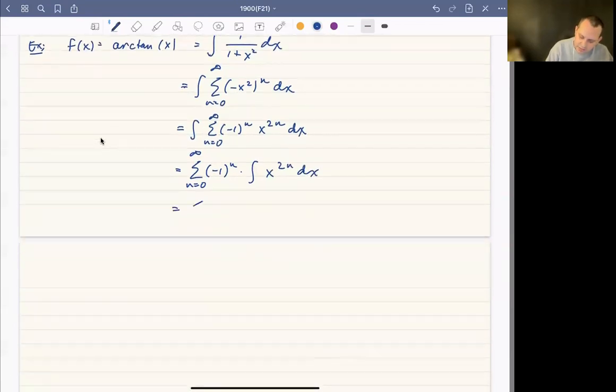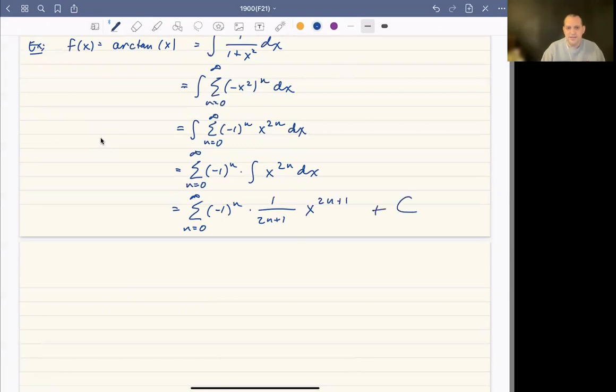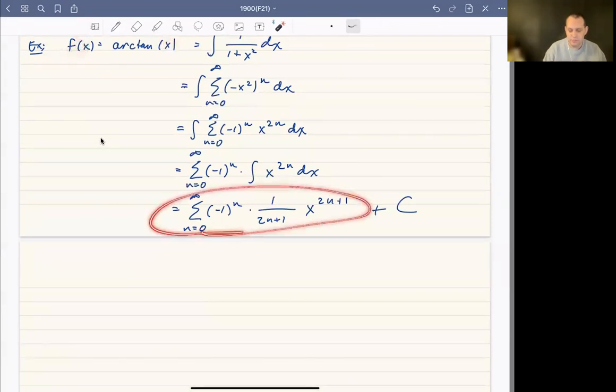And that's going to end up being negative 1 to the n. So the sum of negative 1 to the n times 1 over 2n plus 1, x to the 2n plus 1. And then we would have a plus c again, but the same argument, because arctan of 0 is 0, and because this quantity is 0 when we plug in 0, that means the constant has to be 0 too.